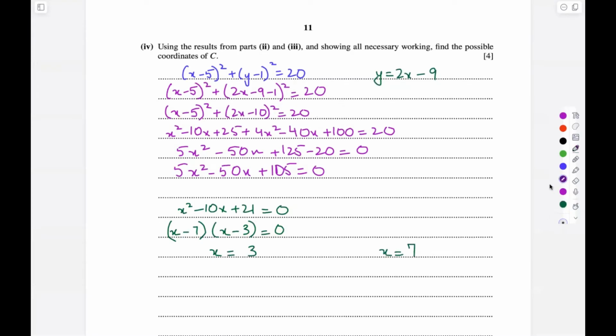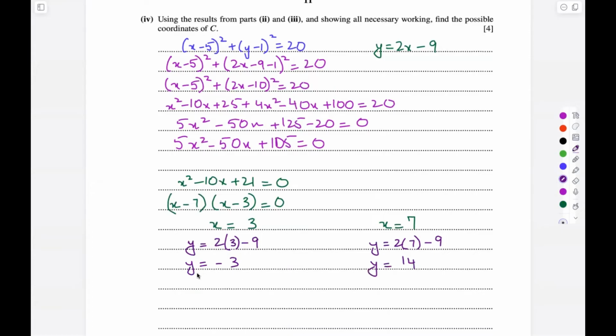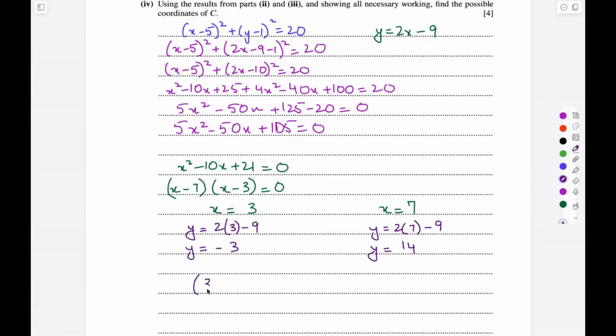Once we have the x values, now we can find the y values by substituting this x value in either of the two equations. So using the simpler equation, which is y equals to 2x minus 9, this will become 2 into 3 minus 9, and this will become y equals to 2 into 7 minus 9. So it's 6 minus 9, the y coordinate will become minus 3, and over here the y coordinate will become 14 minus 9, that is 5. So we can write that the possible coordinates of C can be 3 comma minus 3 and 7 comma 5.